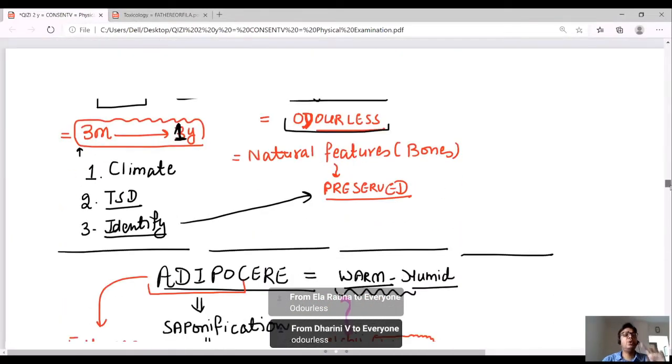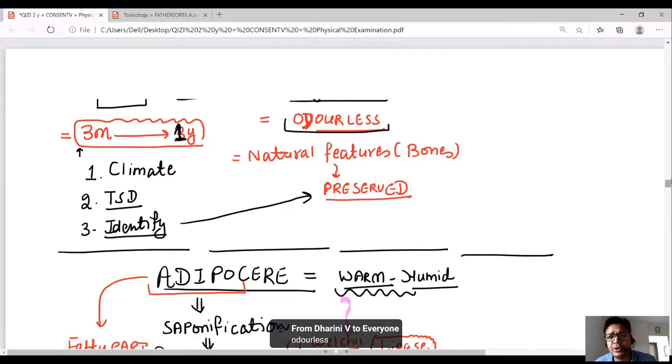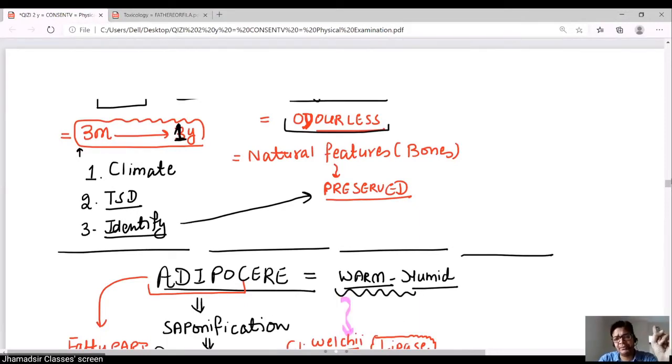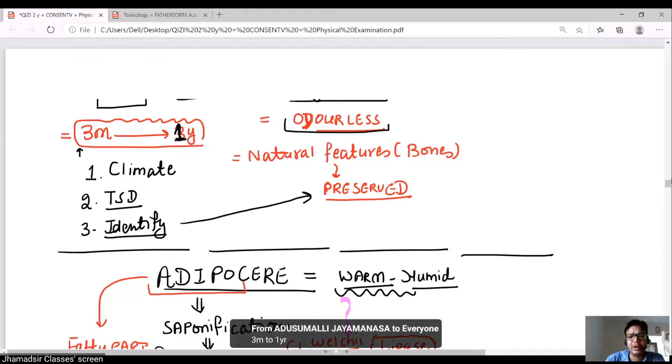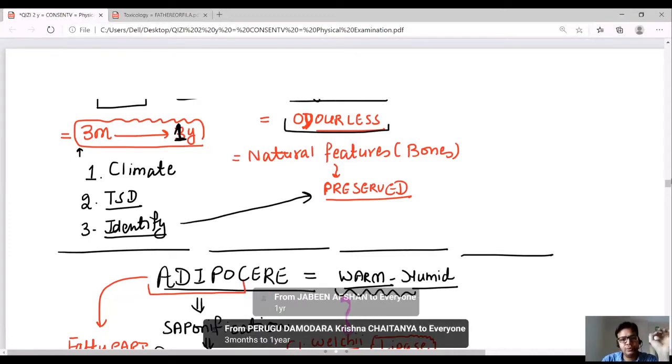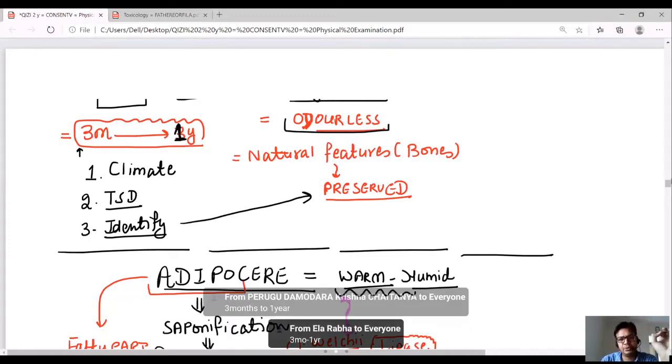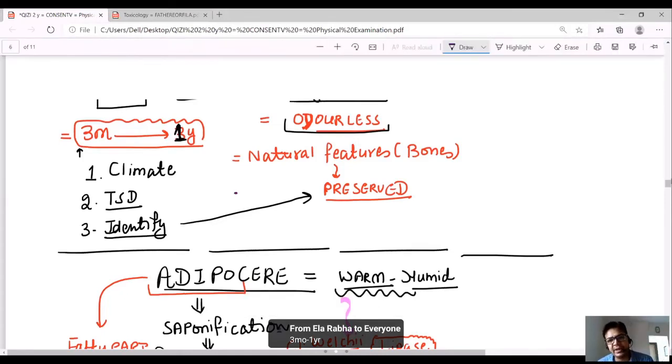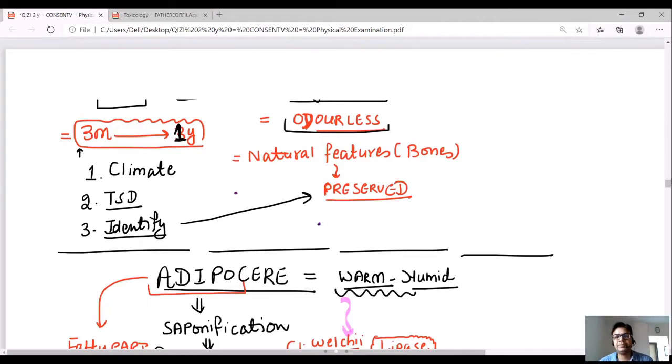Now, sir, the body shrinks. Next question for you. What is the time required for a whole body to get mummified? 3 months to 1 year. Now, sir, write down, this is very important. 3 months to 1 year. Done.